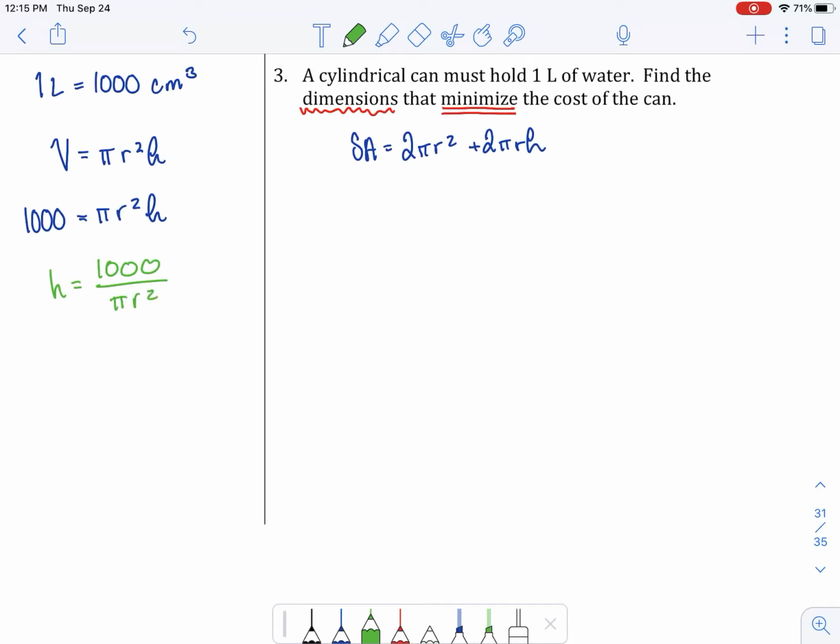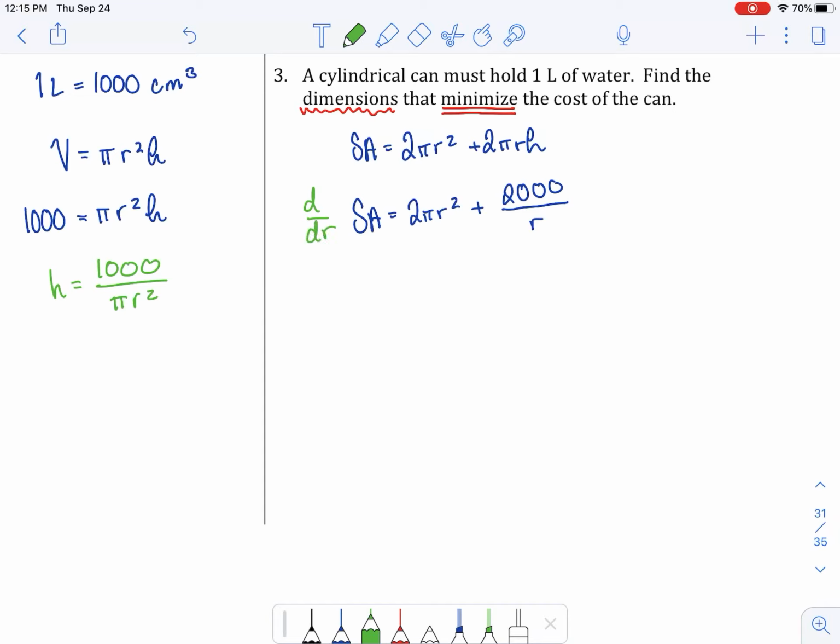So now I know that h is equal to 1,000 over pi r squared. I'll plug that in before I take the derivative. So surface area is equal to 2 pi r squared plus 2 pi r times 1,000 over pi r squared. Obviously, there's a good amount of simplification that can happen with that second fraction. So what I'm going to do there is just change that into 2,000 over r.